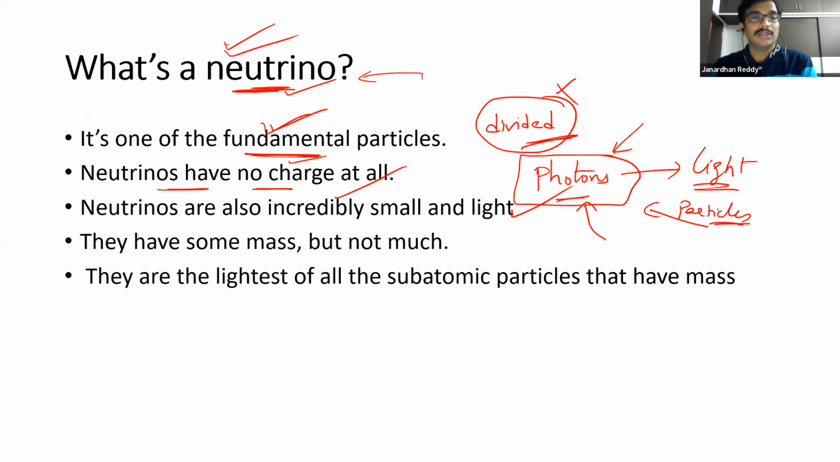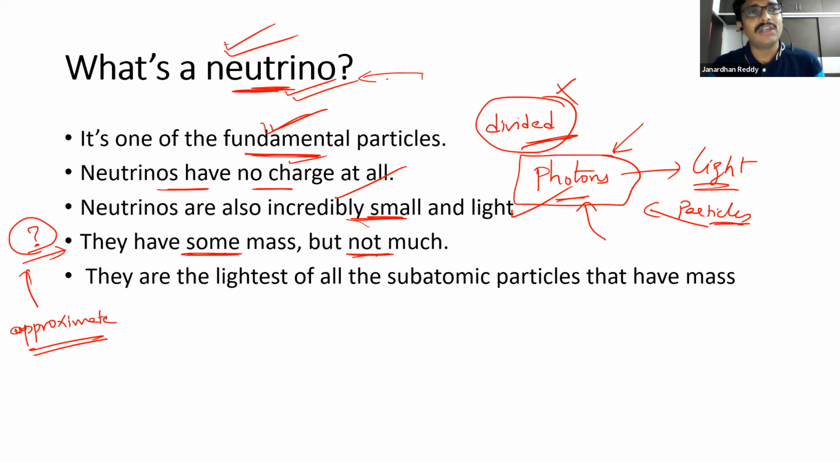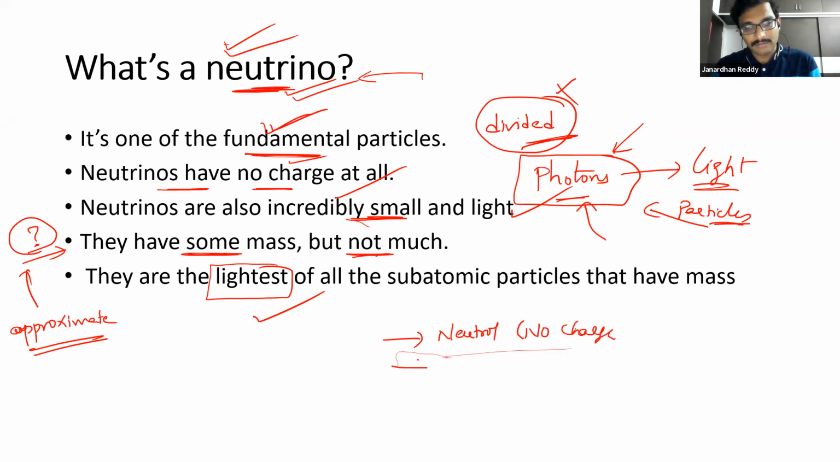Okay, so that is an important term. What about mass? They are incredibly small and light. They have some mass, very light mass, but not much. Even now, we don't have a clear understanding. Only some approximate figures are there for the mass of the neutrino. It has a very light mass, but mass is there. It has no charge. So they are the lightest of all subatomic particles that have mass. So the gist is neutrinos are neutral, no charge, and they have mass also. Those are the properties.